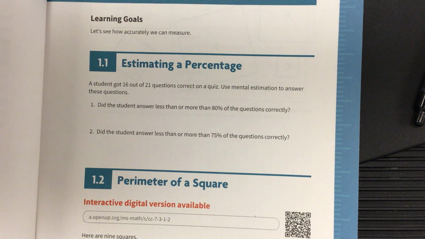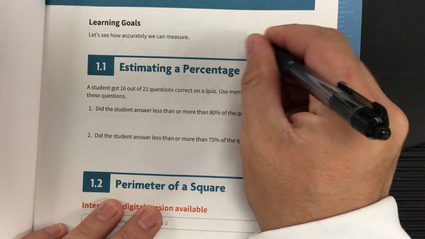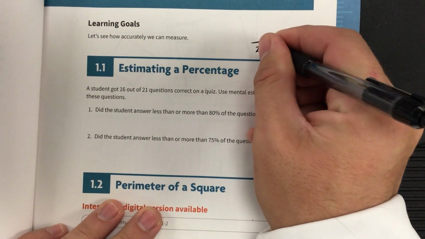Use mental estimation to answer the following questions. Did the student answer less or more than 60%? And did the student answer less or more than 75? So how can we get that mentally without actually dividing it? Most of the time you got to get to a nice number. Let's say we got to 20.